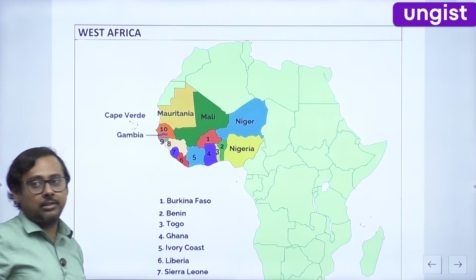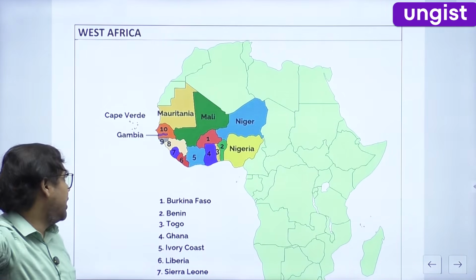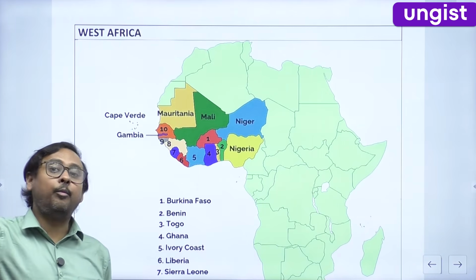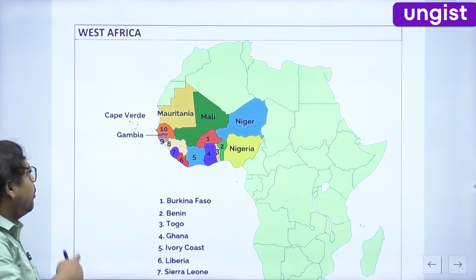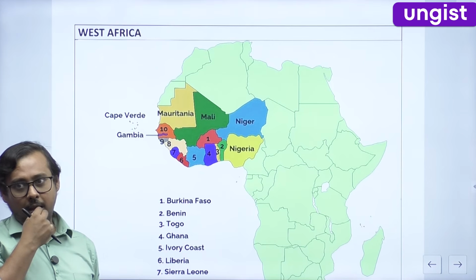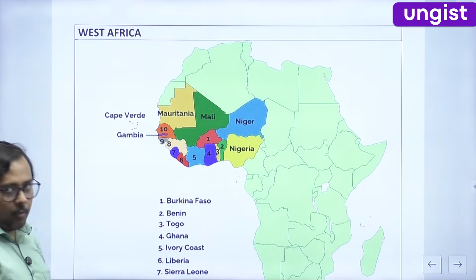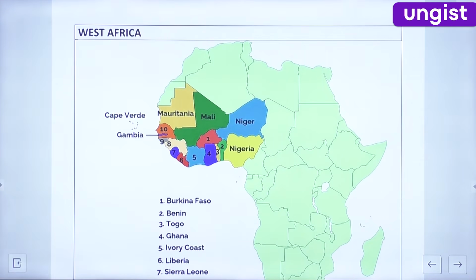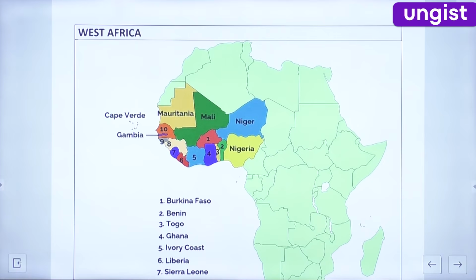Why is Nigeria famous? Uranium. Excellent. Nigeria, oil reserve, delta, OPEC country, right? Mauritania, gypsum, right? Now, this is Cape Verde. This is a country. You will remember Cape Verde.